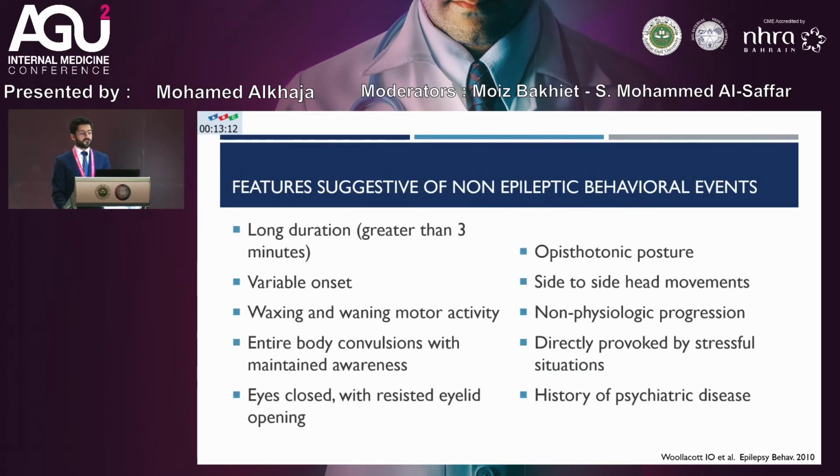Now, going into another differential, which is psychogenic non-epileptic events. These can be very long. Seizures are usually less than 3 minutes and will abort by themselves, but psychogenic non-epileptic events are long, variable, waxing and waning. While the patient is having the event, the movement can wax and wane while you're speaking with them or trying to distract them. Entire body convulsions with maintained awareness happen with psychogenic non-epileptic events, never with seizures. Eyes closed with resistance to eye opening is another feature. Opisthotonic posturing, which is hyperextension of the body, also happens with psychogenic non-epileptic events. No head movements: psychogenic.